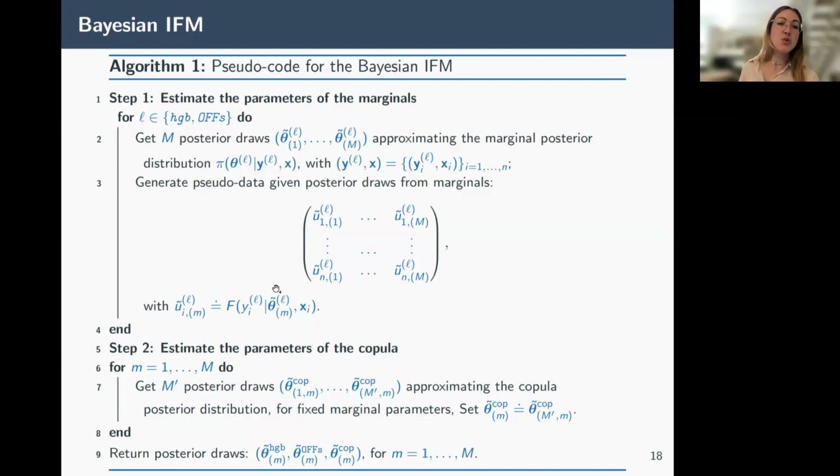And in the second stage, we keep the draws fixed, and for each fixed value, we get M posterior draws from the copula model. So basically here, we keep the elements from the first stage fixed, and for each of those, we get another set of M prime posterior draws from the copula model. And at the end of the day, we are able to return some posterior draws from the joint set of the parameters.